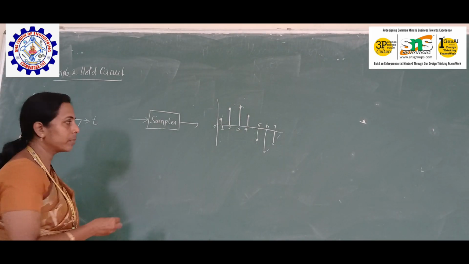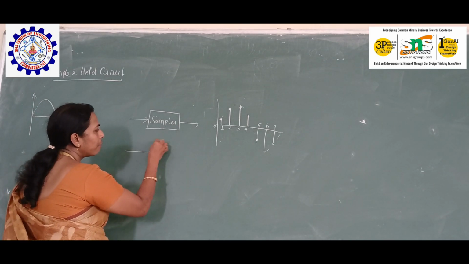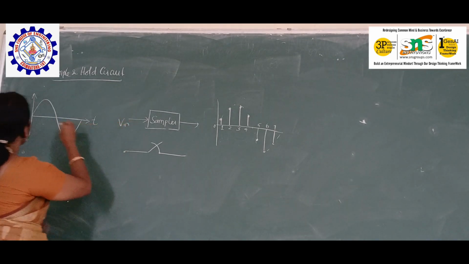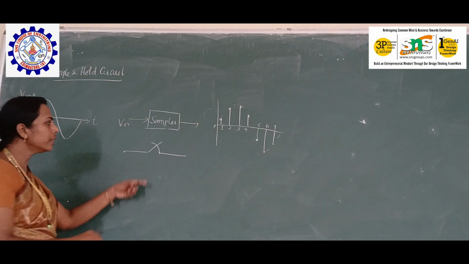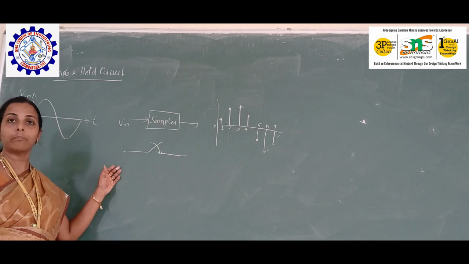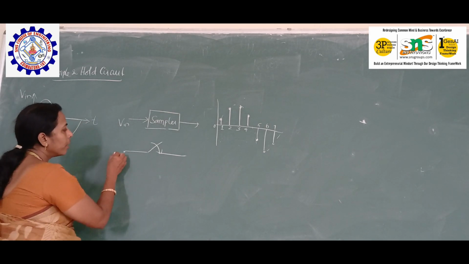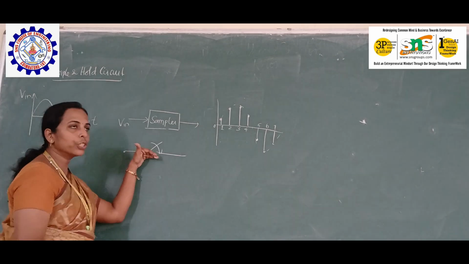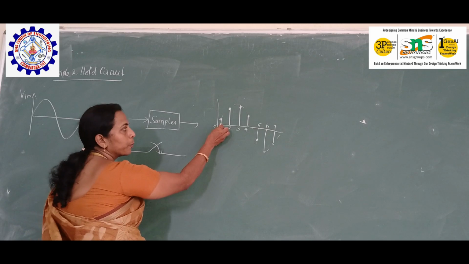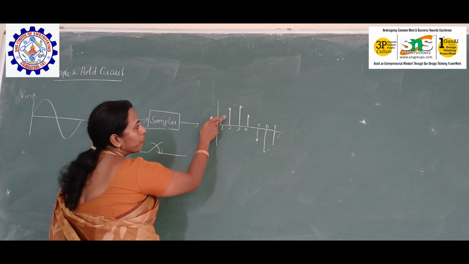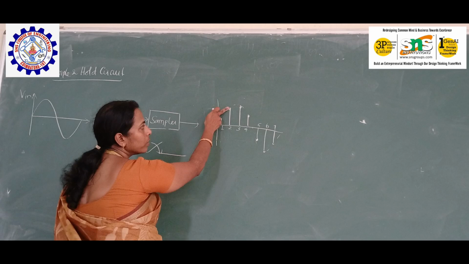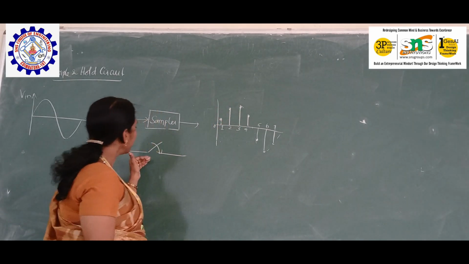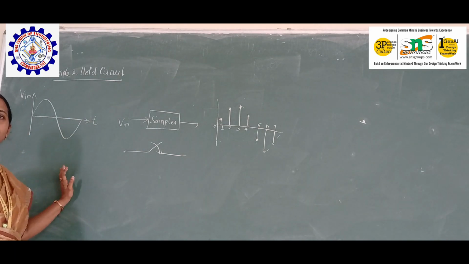How will the sampler be used? Just see, if I have a switch like this, and this is the input signal, then the switch itself can act as a sampler, is it not? See, this is a signal which is entering here, and whenever the switch is closed, I will get the output. Whenever the switch is open, no output, 0 output. Whenever the switch is closed, we get the output. Whenever the switch is open, no output. So simply a switch can act as a sampler.